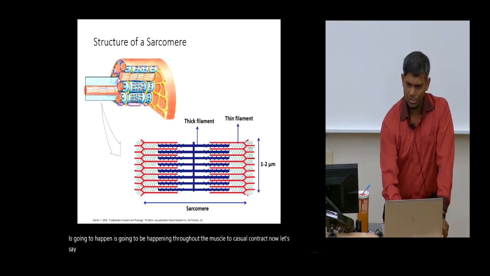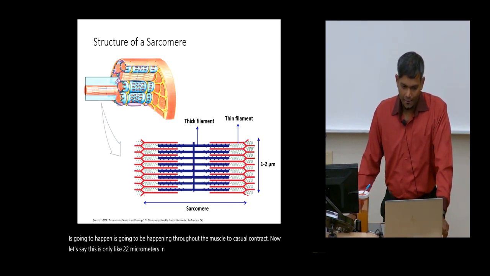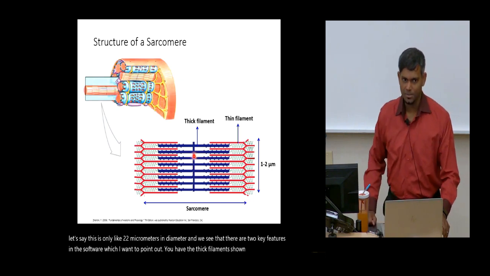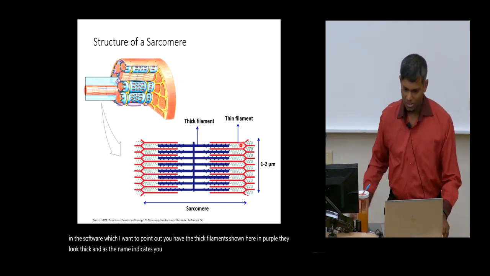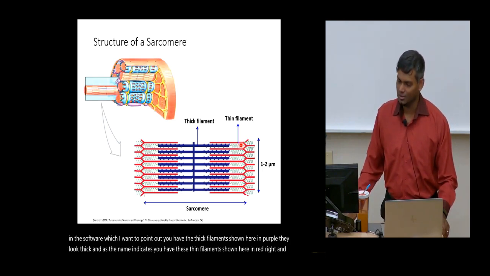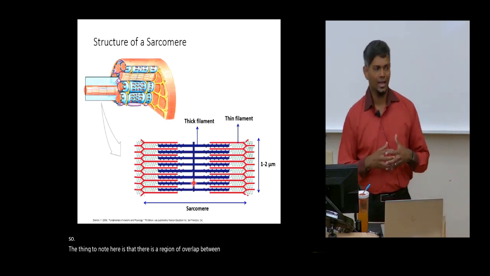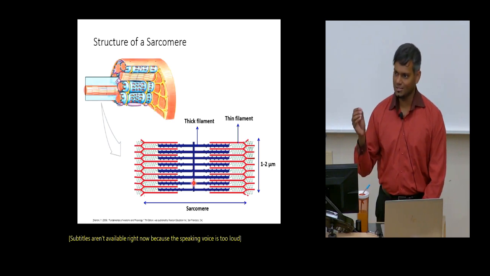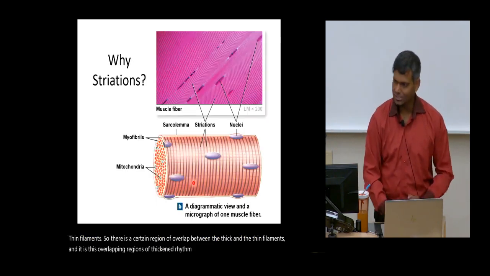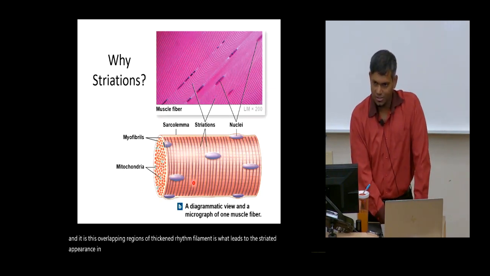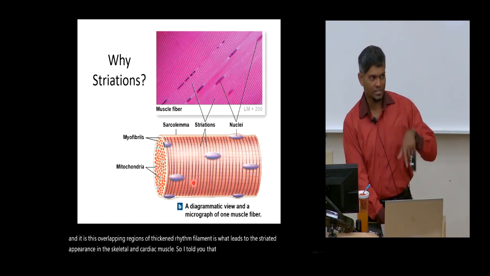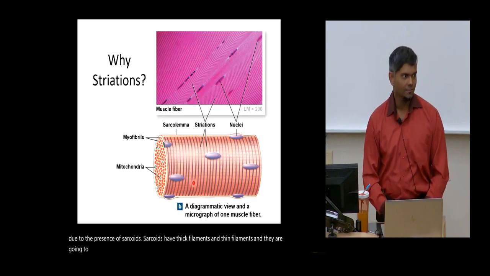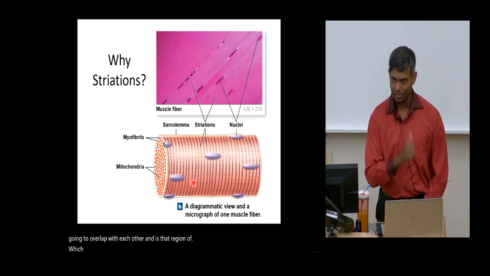Now notice that this sarcomere is only like 1 to 2 micrometers in diameter, and we see that there are two key features in the sarcomere which I want to point out. You have the thick filaments shown here in purple. They look thick, and as the name indicates, you have these thin filaments shown here in red, right? And so the thing to note here is that there is a region of overlap between the thick and the thin filaments, and it is this overlapping region of the thick and the thin filament that leads to the striated appearance in the skeletal and cardiac muscle. So I told you that the reason for the striations is due to the presence of sarcomeres. Sarcomeres have thick filaments and thin filaments, and they're going to overlap with each other, and it's that region of overlap which leads to this striated appearance.